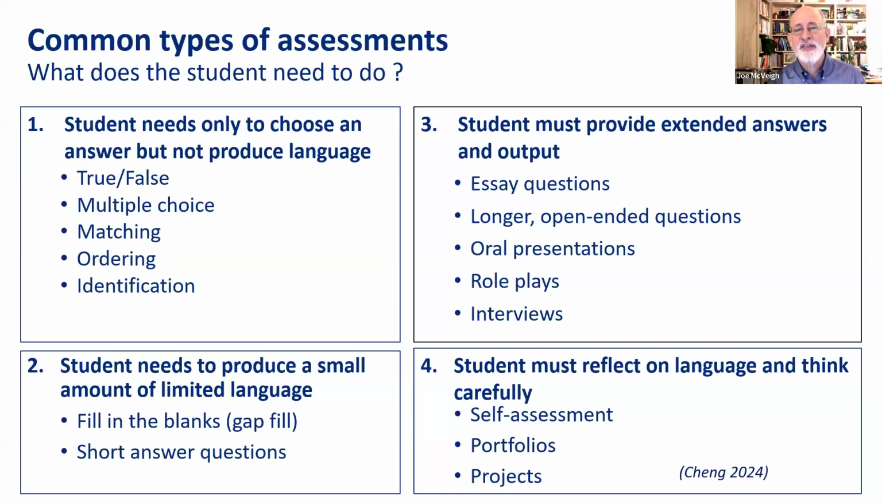The third type of assessment, students must provide extended answers and output. So in these cases, students have to produce quite a bit more language. And examples of these would be essay questions or longer open-ended questions or oral presentations, role plays, or interviews. And then finally, in the fourth category, these are examples of assessments where the students really must reflect on language and think carefully. Some people use a form of self-assessment or portfolio, which is where you collect a variety of work over the course of time, or a project in which students might be working either by themselves or with other students to produce some product, again, over a longer course of time.